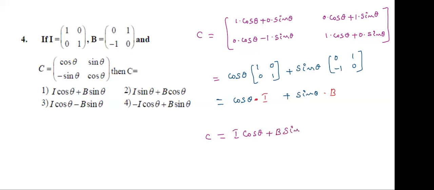This is the answer. Students, which option is correct? I cos theta plus B sin theta. The first option is correct. Students, did you understand? I'll use the verification method: substitute the I and B values in the options. Whichever option gives the C matrix, that is correct.